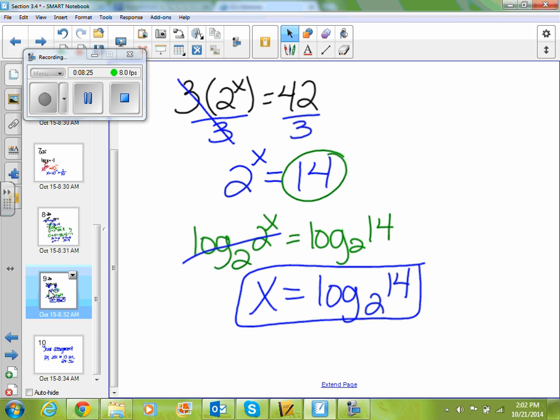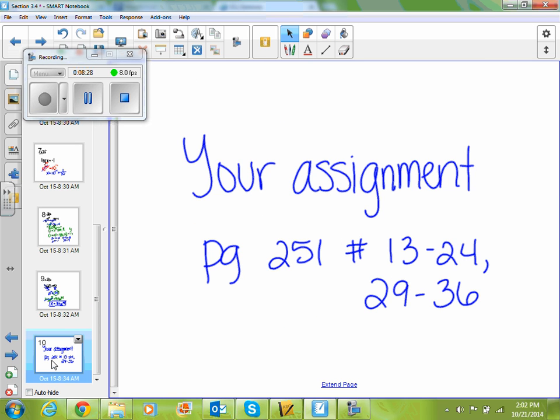Okay, so we're just looking at manipulating and solving some logs and exponential functions today. I'm going to do 251, 13 through 24, and 29 through 36.